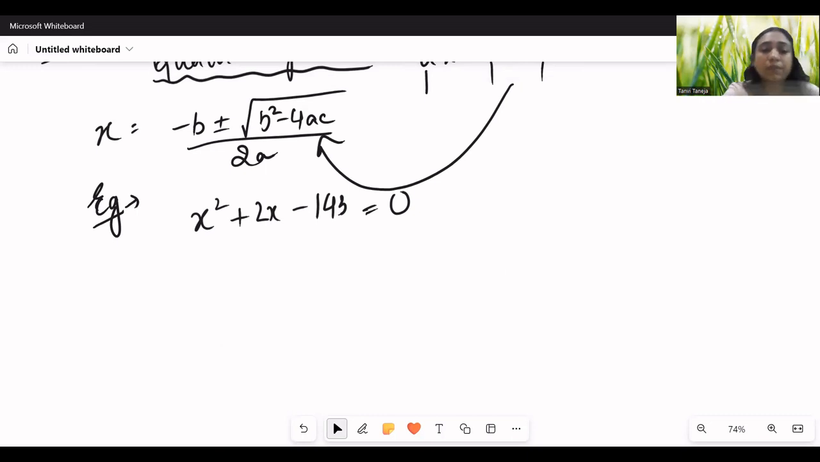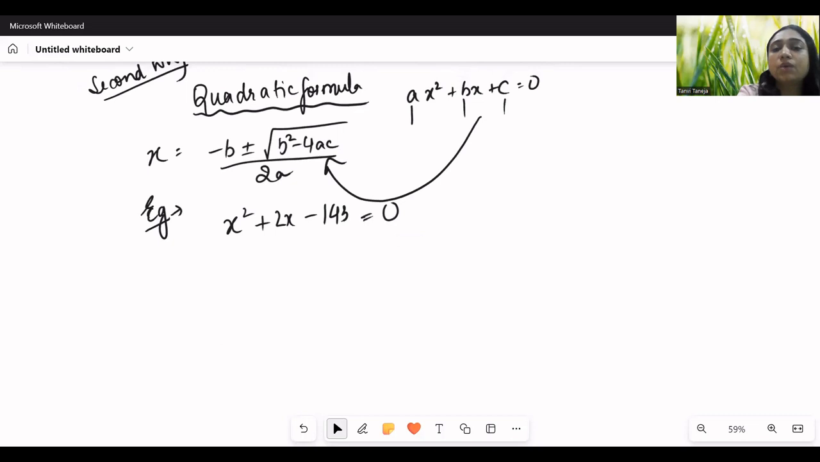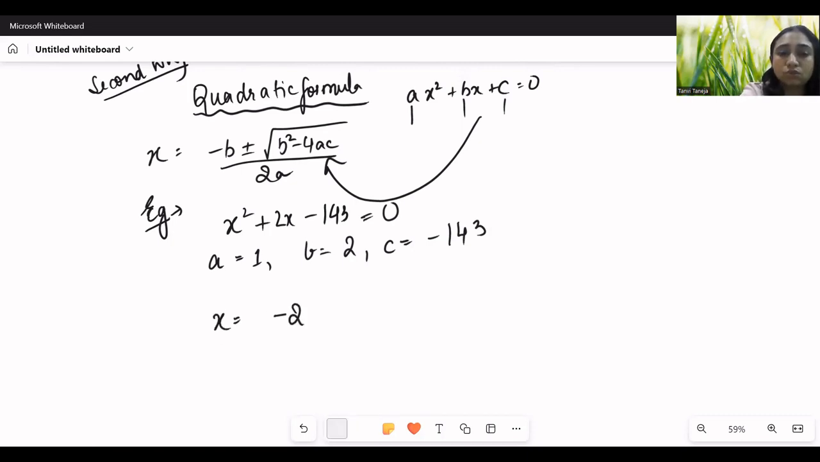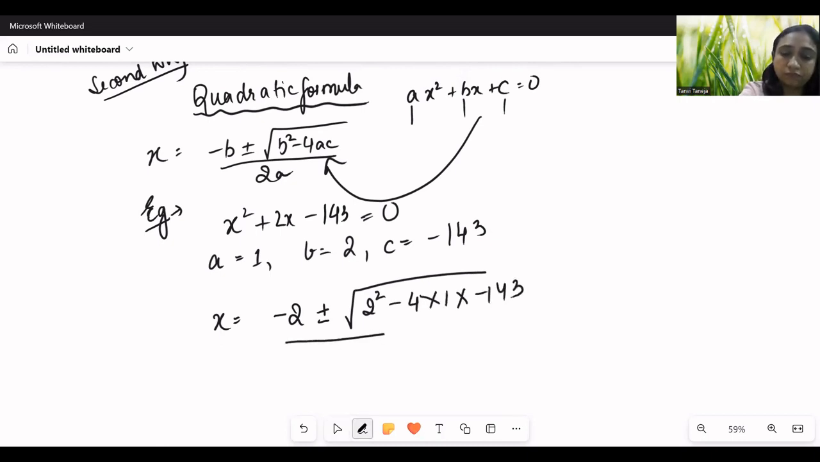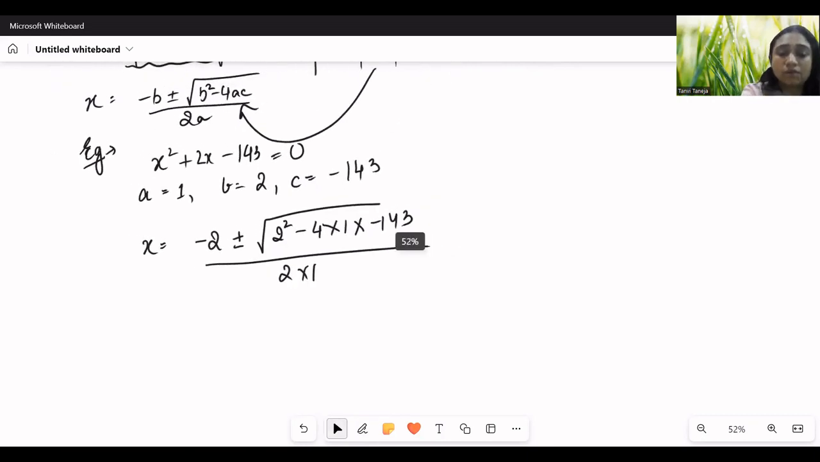First let us identify what a, b, and c are. I'll write here: a is 1, b is 2, and c is minus 143. Now let us put these into the quadratic formula. x equals minus 2 plus minus the square root of 2 squared minus 4 into 1 into minus 143, over 2 into 1, because a is 1.